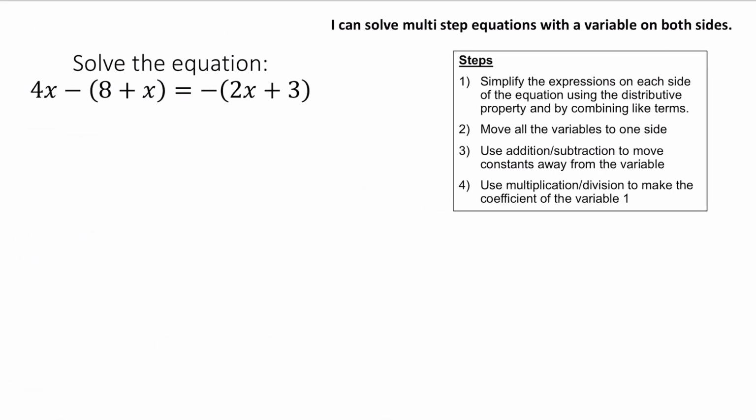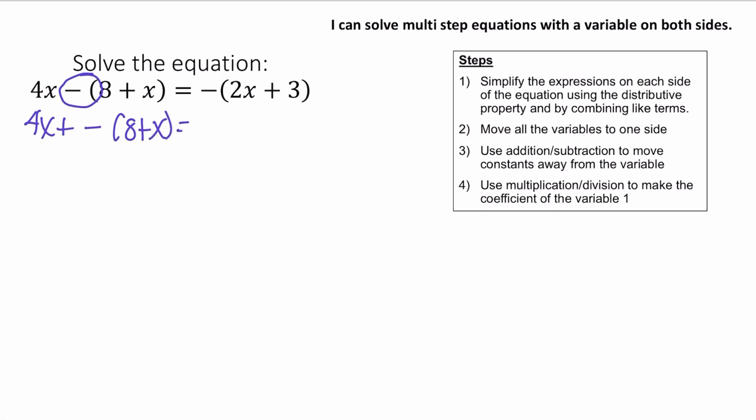So now let's try solving this equation: 4x minus 8 plus x equals negative 2x plus 3. Here I'm distributing after a subtraction, so I'm going to do that extra step we talked about, and I'm going to rewrite this as 4x plus negative 8 plus x. So what number am I distributing?